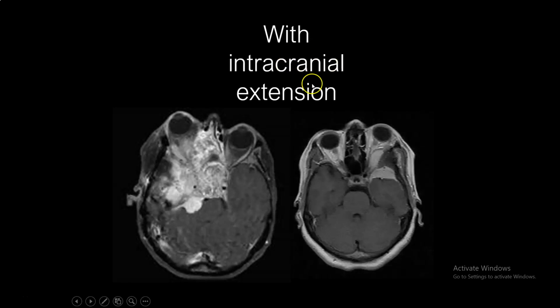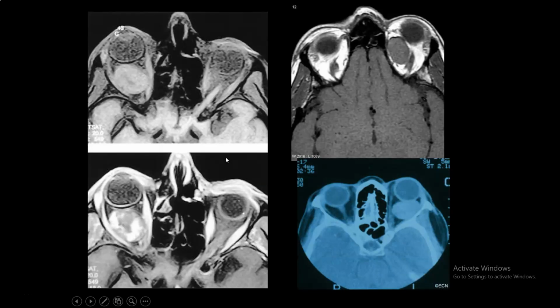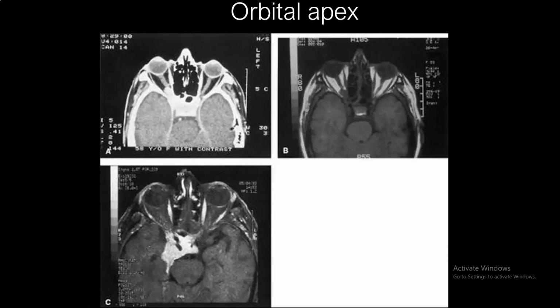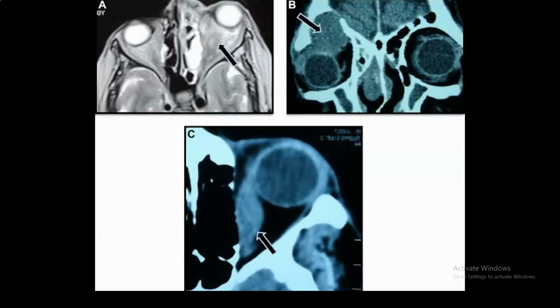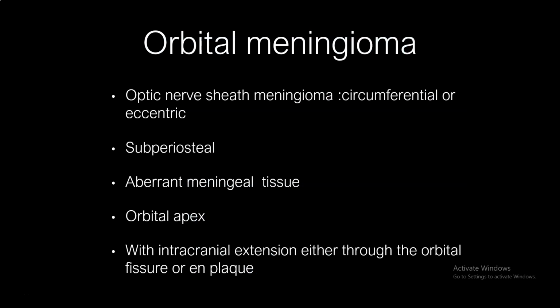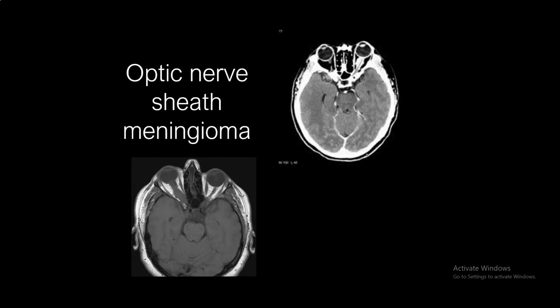And the last type is with intracranial extension. So again, we see the types of meningiomas and the picture of the meningiomas. They do exist, as you see.